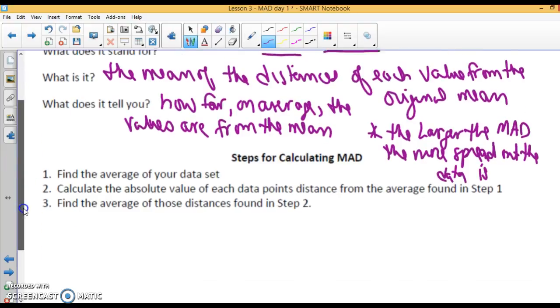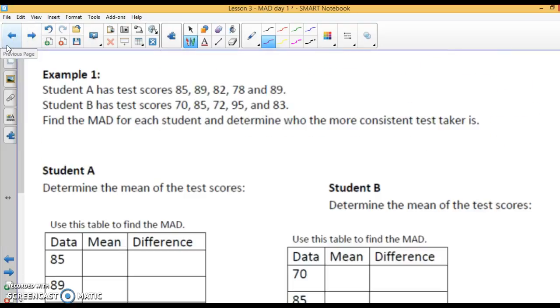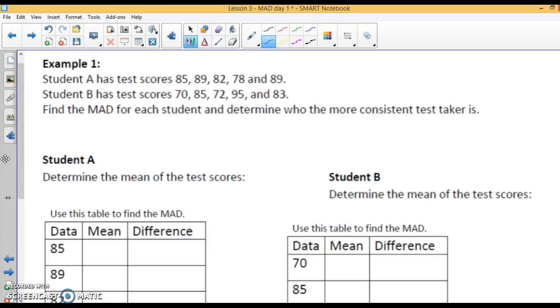Okay, here's your steps for calculating the MAD. Find the average or mean of your data. Calculate the absolute value of each data point's distance from the average in step 1, and then find the average of all of those. So, let's take a look at this. Student A has test scores. Student B, there's their test scores. Find the MAD for each student and determine who the more consistent test taker is.